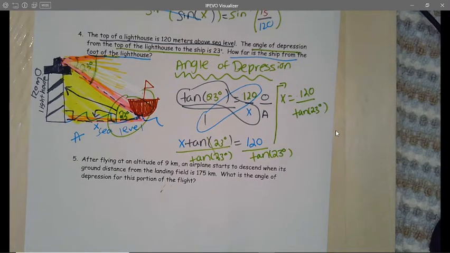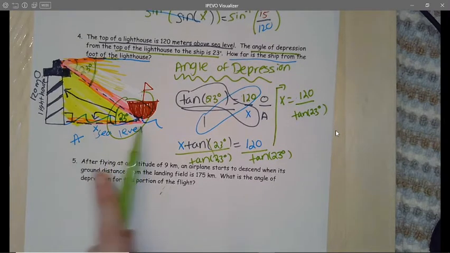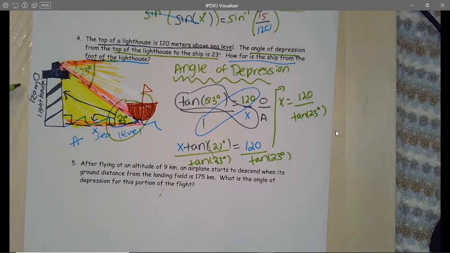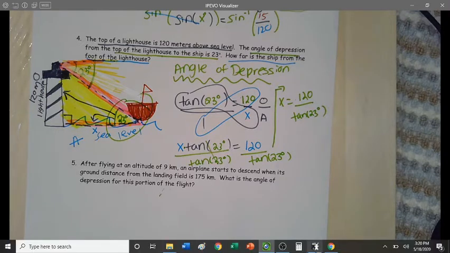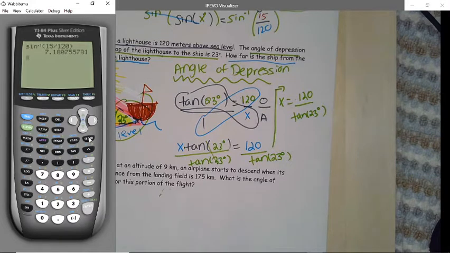From here, we type it in our calculator. Since we're solving for the distance from the ship to the foot of the lighthouse, and the distance given in the problem is in meters, my final answer will be in meters. So I have 120 divided by tangent of 23 degrees. Close that parenthesis. The ship is 282.